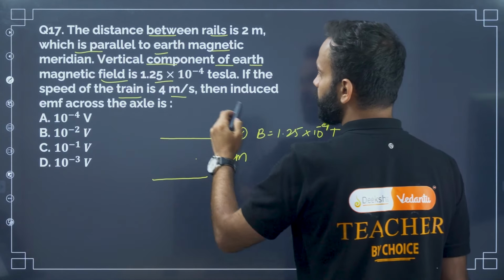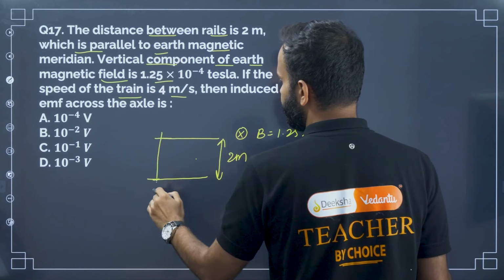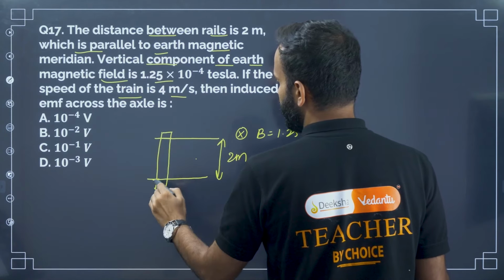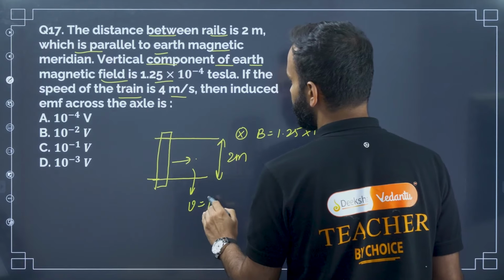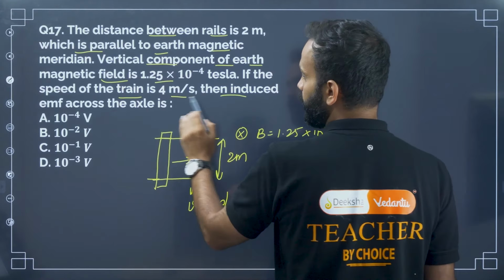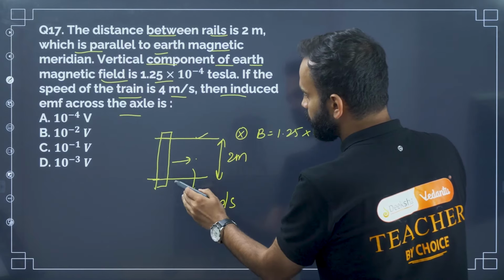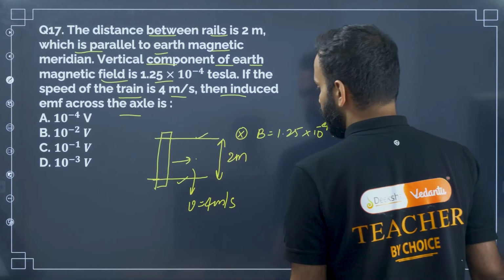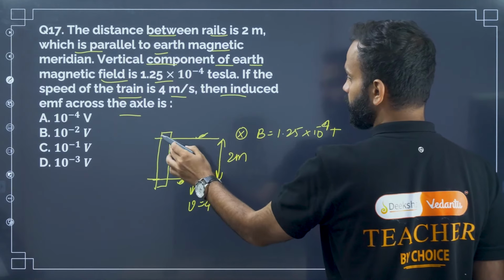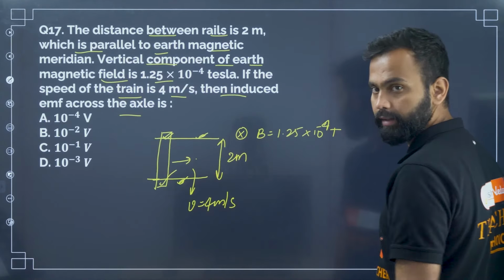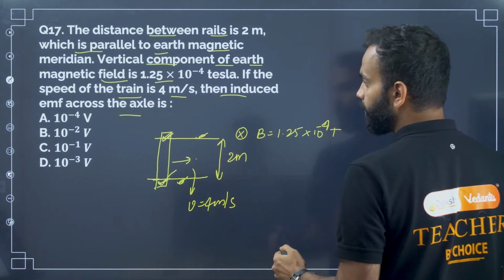If the speed of the train is 4 meter per second, okay, here the train is moving, speed of the train is V equal to 4 meter per second, then the induced EMF across the axle, okay, induced EMF across the axle, these two, isn't it? Not on the rail, these two, axle, right?